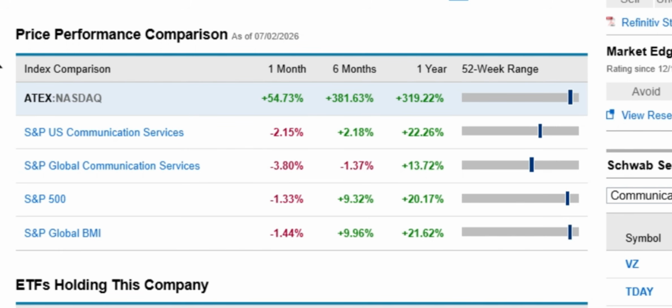So price performance comparison, ATEX, 1 month returning 54%, S&P negative 1.33. 6 months returning 381, S&P returning 9, 1 year returning 319, S&P returning 20. So in my book, this is a definite buy. So let's go ahead and go to Thinkorswim and buy this stock.